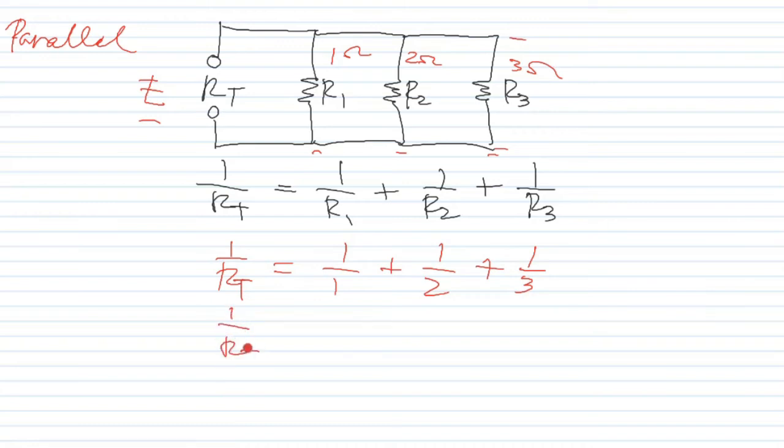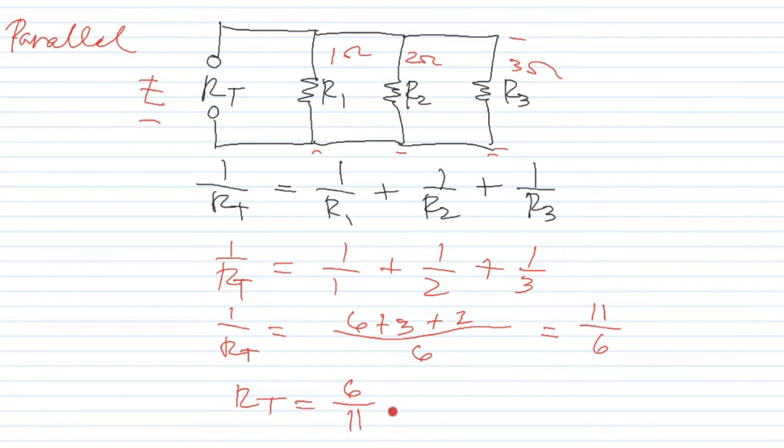So 1 over RT is equal to, let's have the LCD here. So we have 6 plus 3 plus 2. So this is 11 over 6. So RT is equal to 6 over 11 ohms. Okay, so that's the solution.